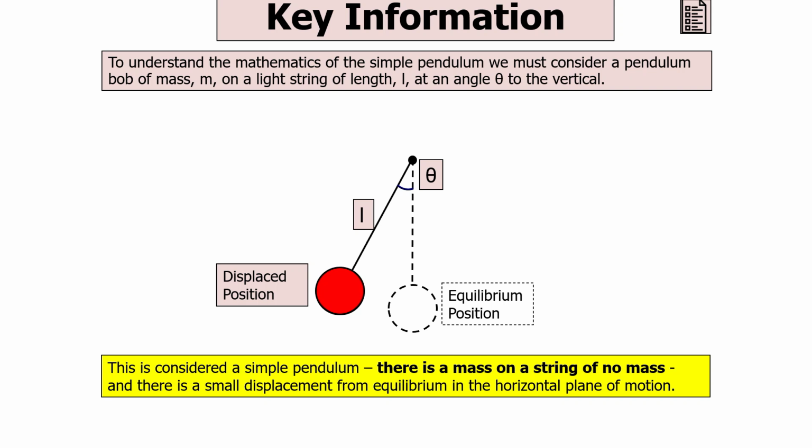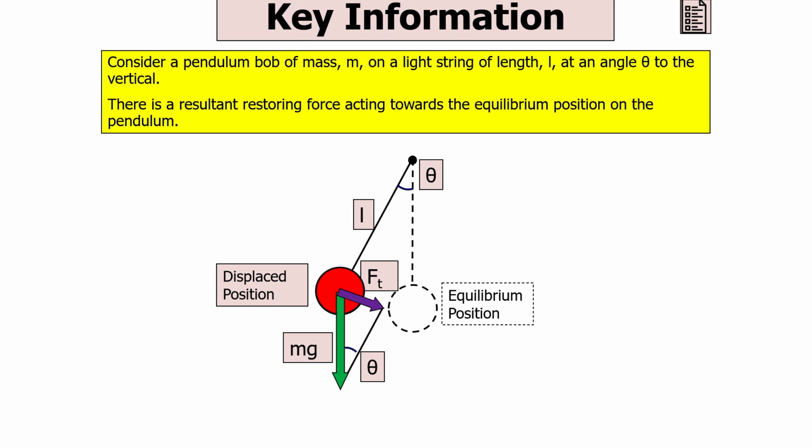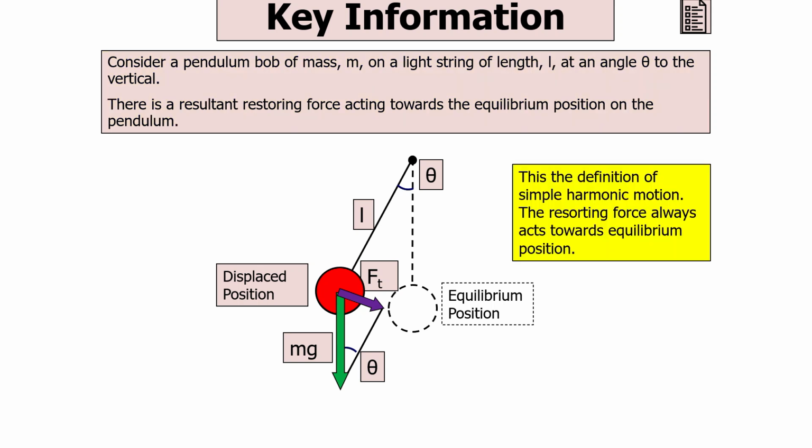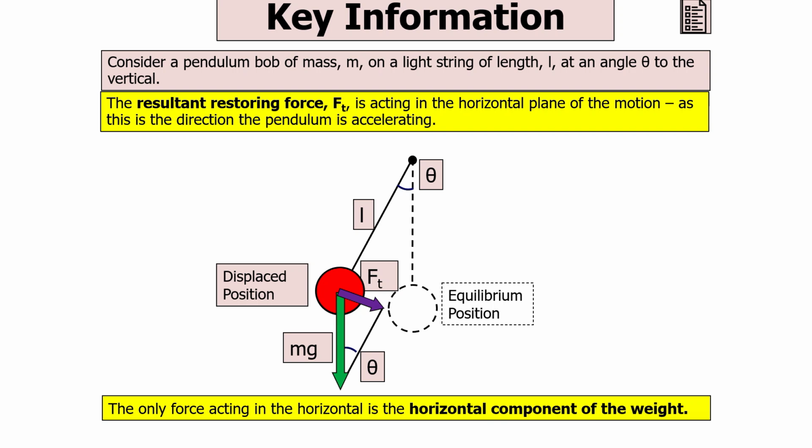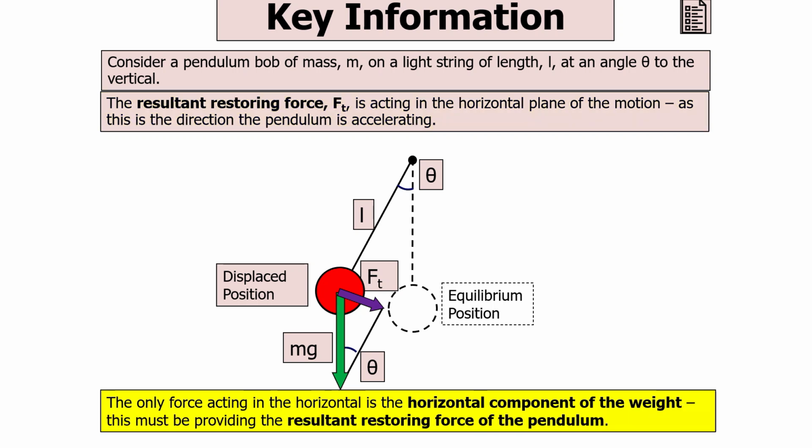of motion. Now, we know there's a resultant restoring force acting towards the equilibrium position on the pendulum. This is the definition of simple harmonic motion. The restoring force always acts towards the equilibrium position. So we know our resultant restoring force is acting in the horizontal plane of motion, as this is the direction the pendulum is accelerating in. Now, the only force acting in the horizontal is the horizontal component of the weight, so it must be providing our resultant restoring force on the pendulum.